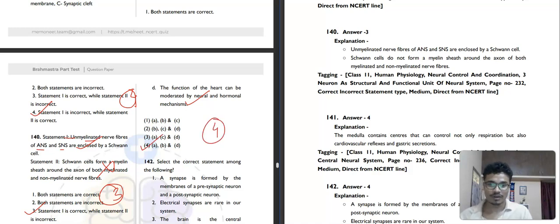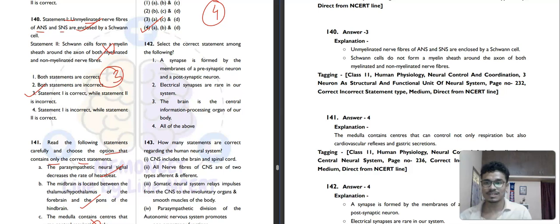Then question number 142. It is saying select the correct statement among the following. A synapse is formed by the membranes of a presynaptic neuron and a postsynaptic neuron, correct. Electrical synapses are rare in our system, correct. Most are chemical synapses. And then third option, that a brain is the central information processing organ of our body, correct. So fourth option is our correct answer.